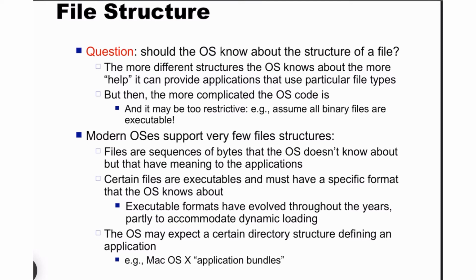Okay, good question. Should the OS know about the structure of a file? The more different structures the OS knows about, the more help it can provide to applications that use a particular file type. But then, the more complicated the OS code is, and it may be too restrictive, etc. Assume all binary files are executable.